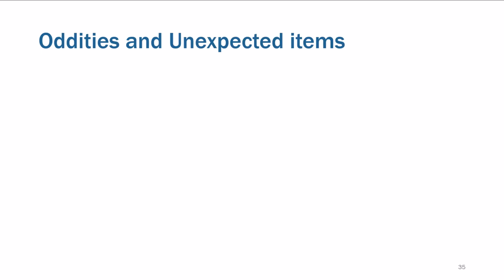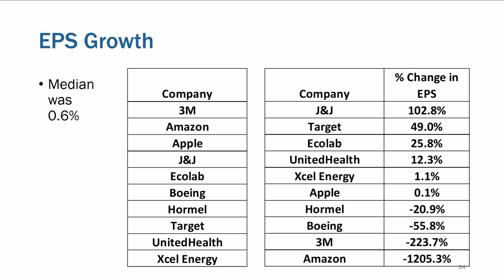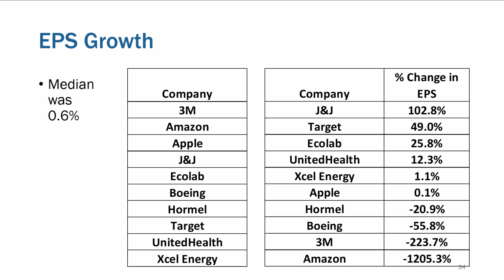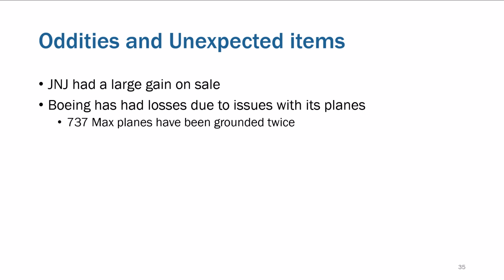When we think about the volatility here, at Johnson & Johnson we could see a 103% change in earnings. It means basically their earnings more than doubled. They had a big sale and they had a large gain on that sale. Now we look at a couple decreases here. We've got Boeing, we've got 3M, and we've got Amazon that had some pretty staggering numbers on the bottom end of things. Boeing has got losses due to issues with their planes. The 737 MAX planes have been grounded a couple times. 3M had a very significant litigation charge, which resulted in them having earnings per share go down.